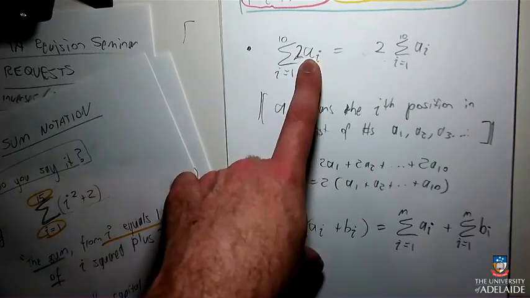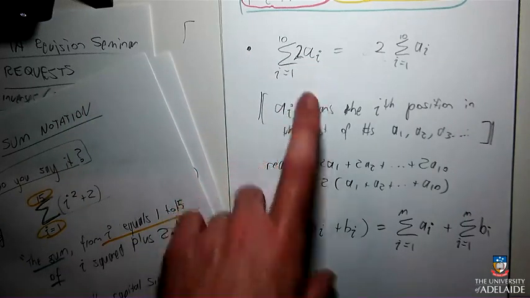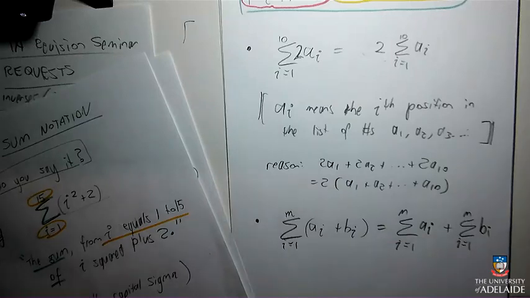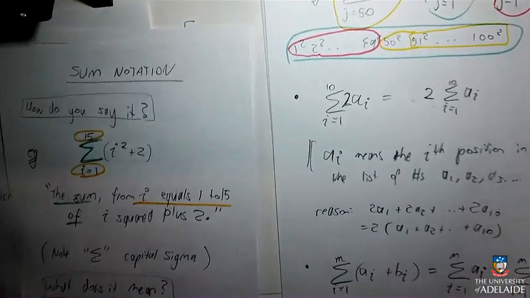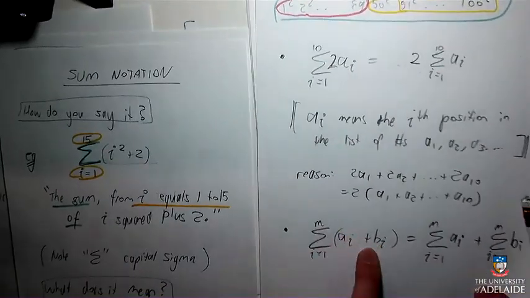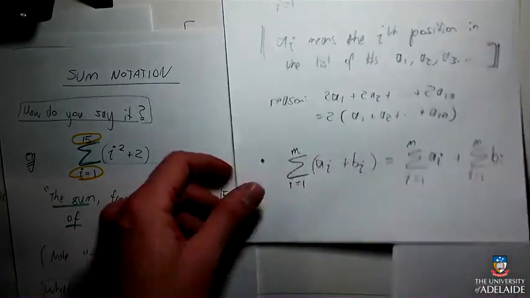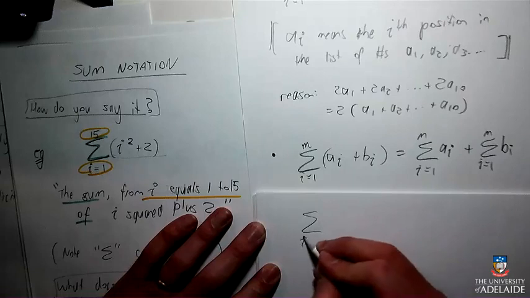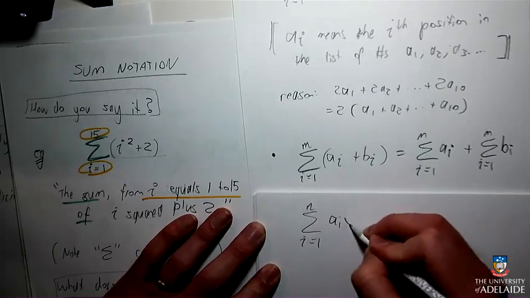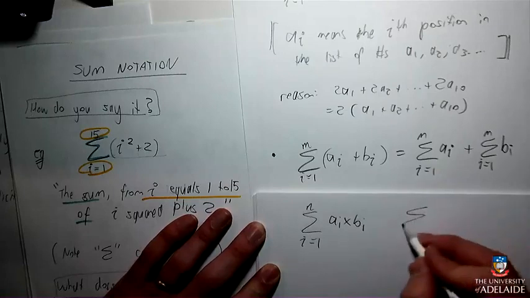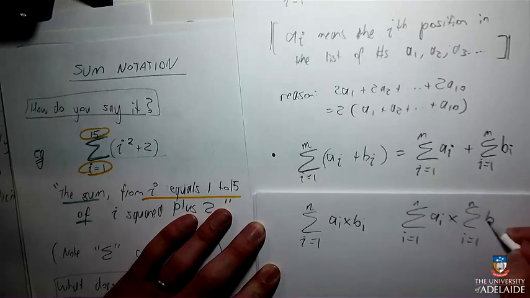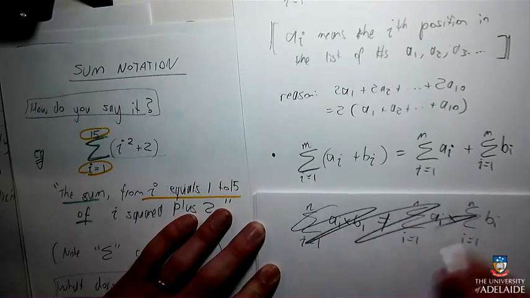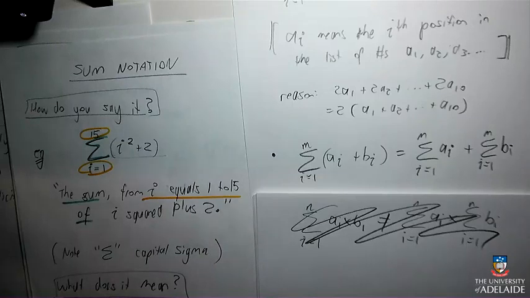This works perfectly well for division as well, like a_i divided by 2. That works. I don't want to write them down, but I will, briefly. The sum notation does not interact particularly well with multiplying the terms here. So what you can't do, you cannot do this. These are not the same. It's wrong. Don't do it. Don't even look at it. It does not interact with multiplication.